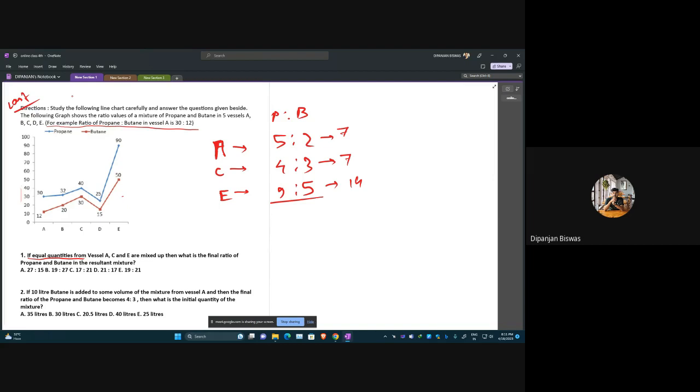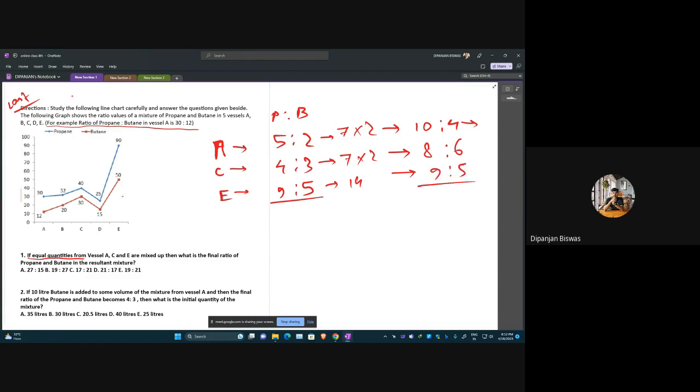Okay. First, you have to equate the amount in all the three vessels. So how to equate that? You need to multiply with 2 for the first two vessels to get to 14. After multiplication, you will get 5 into 2, that is 10, is to 2 into 2, 4. Here you will get 4 into 2, that is 8, 3 into 2, 6. Here you will get 9 is to 5.